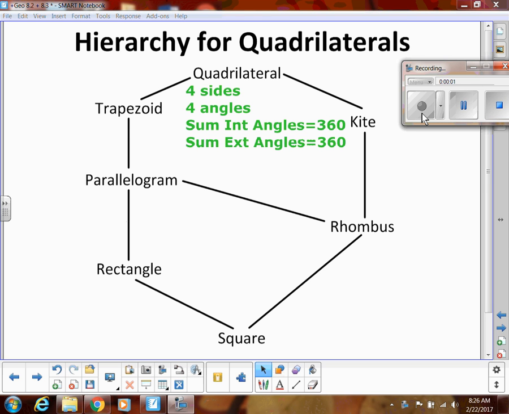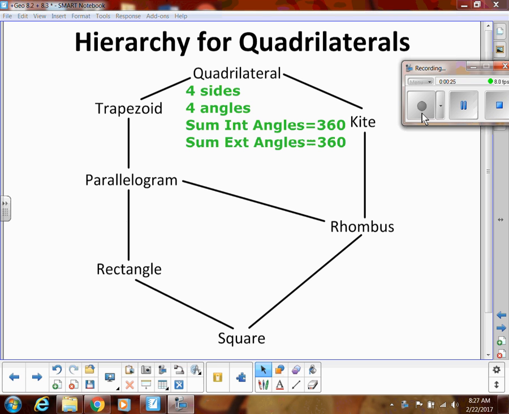So now we're going to focus more on quadrilaterals instead of just any polygons. And a reminder about what we've already discussed about quadrilaterals. We have four sides, four angles. The sum of the interior angles is 360, and the sum of the exterior angles is also 360. As we go throughout the rest of this unit, we'll be talking about these other specific types of quadrilaterals that you see in this diagram.